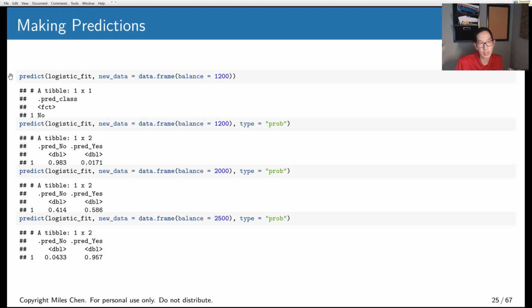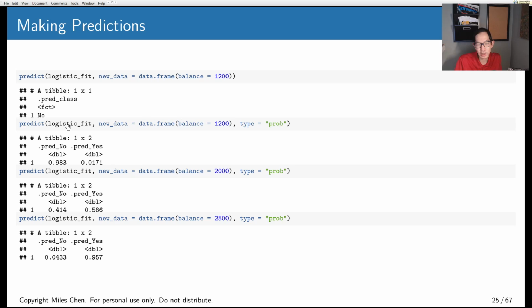So here we can use this in tidymodels. I can take the fitted object that we have, logistic_fit, and make a prediction. I'm going to say predict logistic_fit. You have to provide it a data frame with your new balance, so I'm going to say new data is a data frame, and our predictor variable is balance. I'm going to say 1200, and it says your predicted class is no, meaning we predict that it's not going to default.